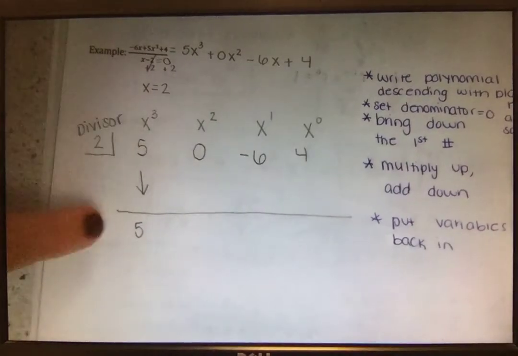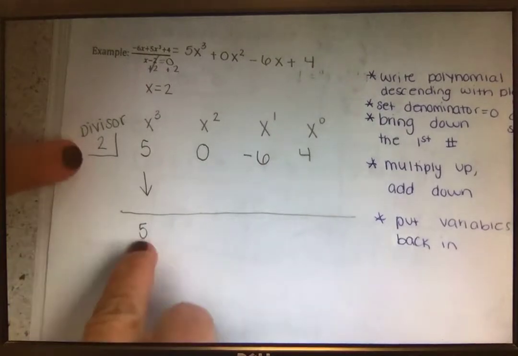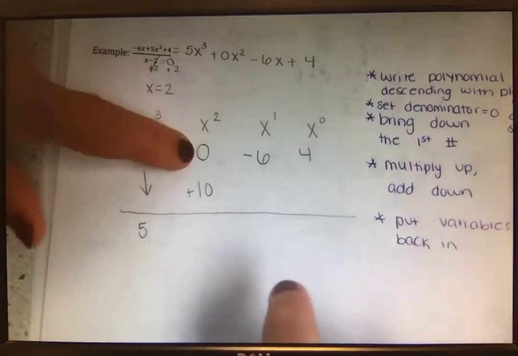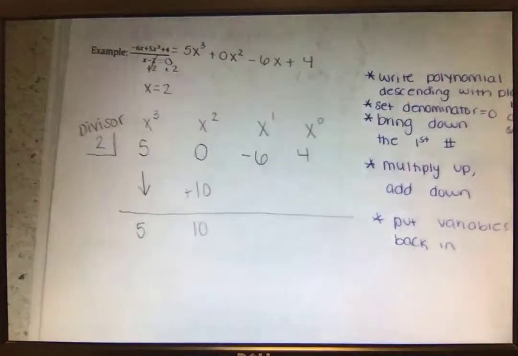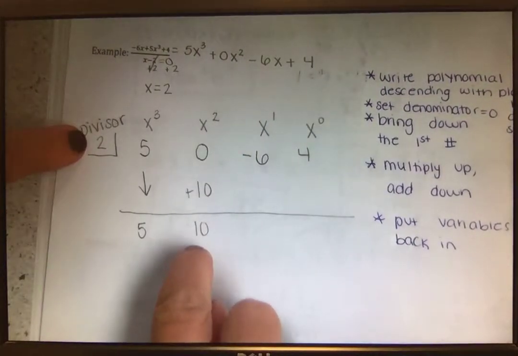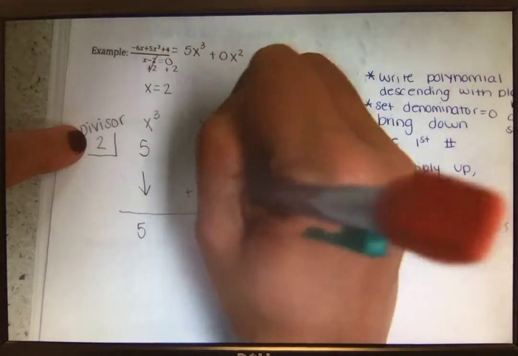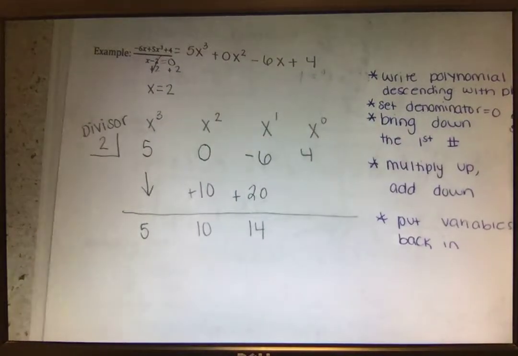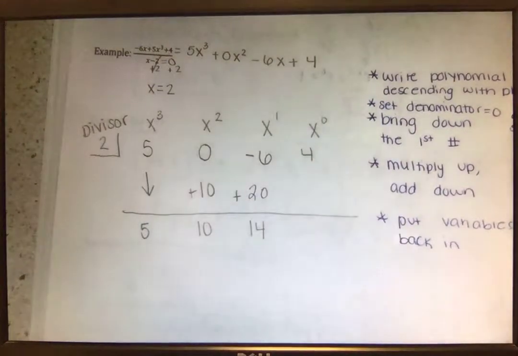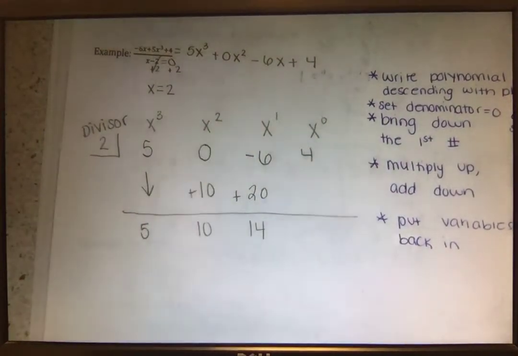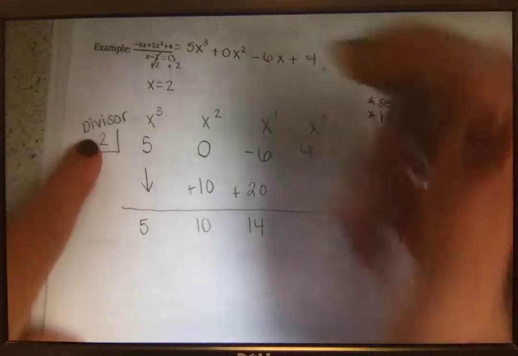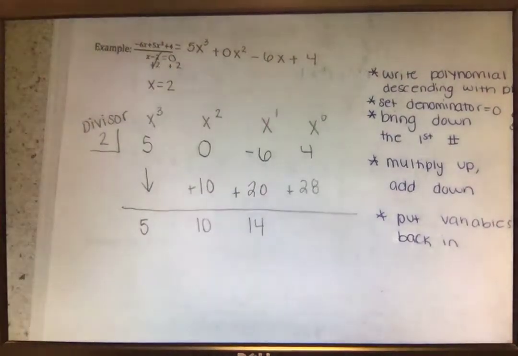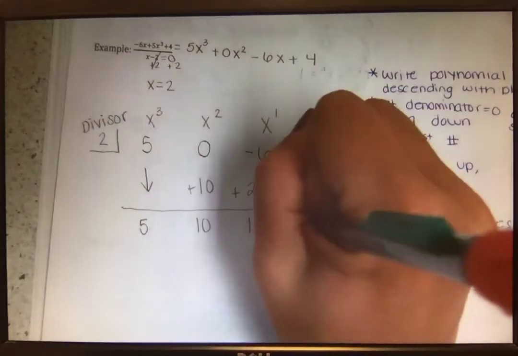All right, so we brought down the first number. Multiplying up, 5 times 2 will give us 10. Adding down, 0 plus 10 will give us 10. Again, multiplying up, 10 times 2 will give us 20. Adding down, negative 6 plus 20 will give us 14. Multiplying up, 14 times 2 will give us 28. Adding down, 4 plus 28 will give us 32.